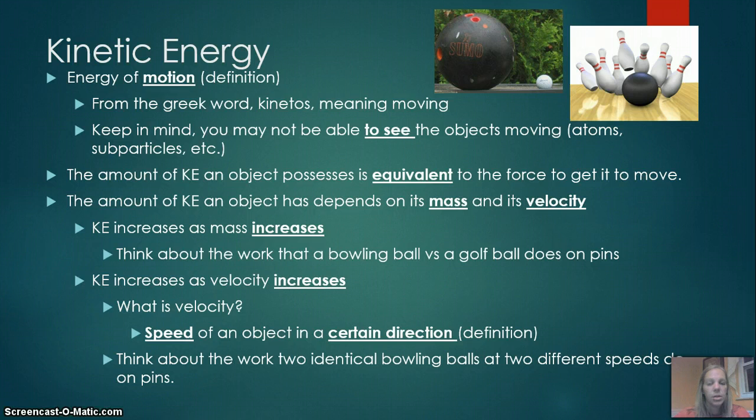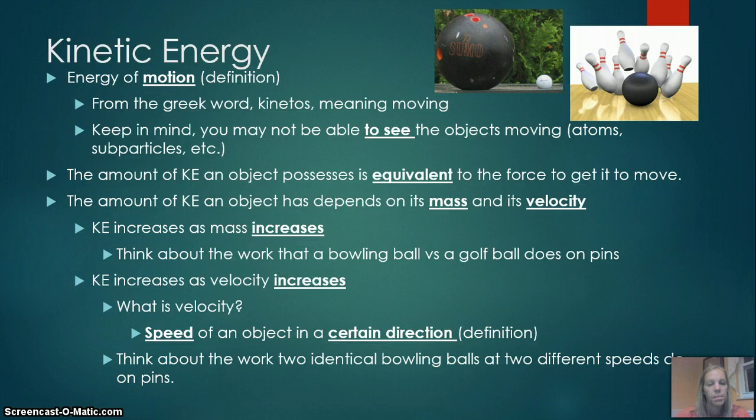The amount of kinetic energy an object possesses is equivalent to the force to get that object to move. And the kinetic energy of an object is dependent on two factors, the object's mass and the object's velocity. And as both the mass increases and the velocity increases, so does the kinetic energy.